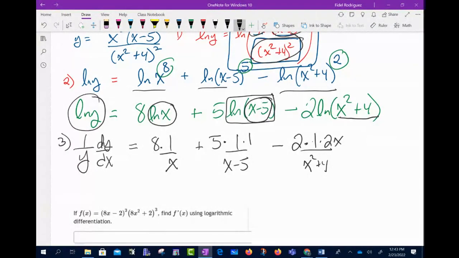Okay. So, next thing I'm going to do, y'all, I'm going to do a little bit of simplifying here. 1 over y dy dx equals. Y'all agree I can write that as an 8x and a 5 over x minus 5 and a minus 4x over x squared plus 4? So far, we doing okay? Okay, just checking with you guys.